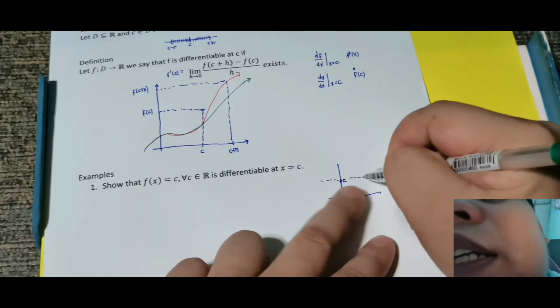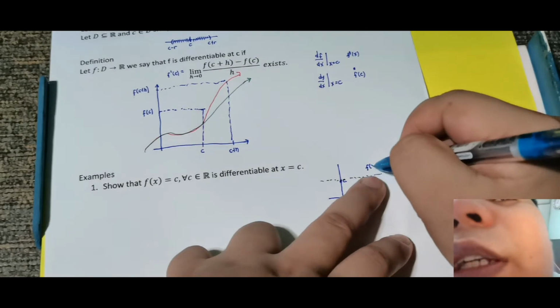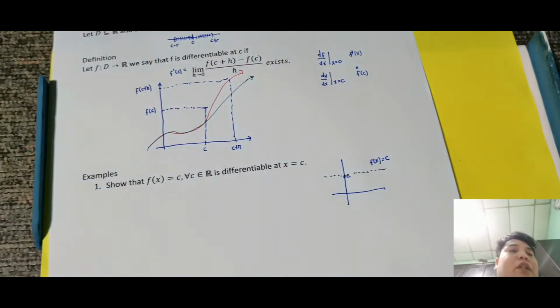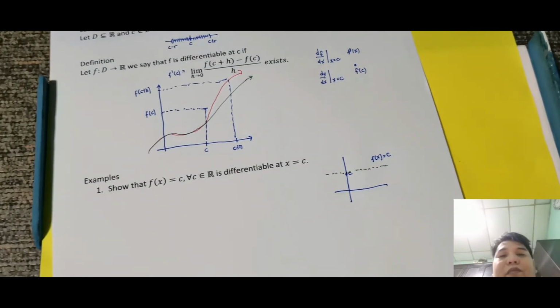Na nagkukross sa y-axis. Ito yung f of x, ito yung f of x is equal to c natin. Yan yung ibig sabihin ng horizontal ng constant function. Ang graph ng constant function is always horizontal. So whenever nasa baba siya ng x-axis or nasa above x-axis siya, basta nag-cross lang siya sa y-axis. At the same time, once lang siya nag-cross doon. Okay, so paano natin i-prove yan using definition of derivative?